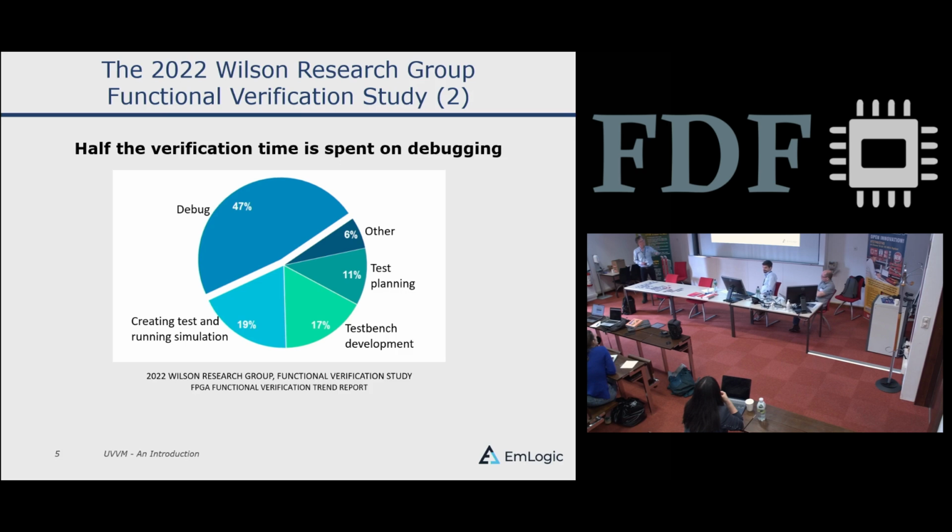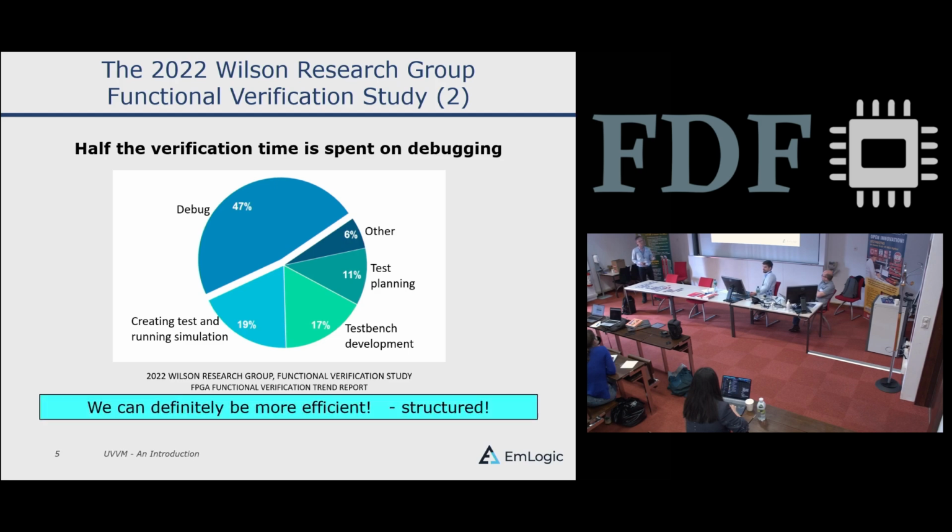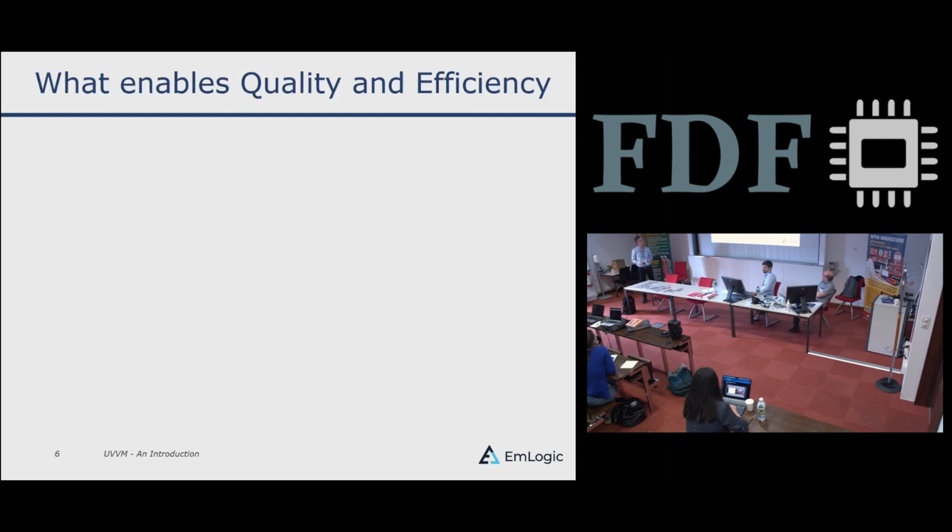Another graph here, which is also important from Wilson research, is when you look at verification, you actually spend half the verification time on debugging, and that's not good at all. That means you have a lot of issues in your test bench, in your design, and you also spend a lot of time debugging those issues. And I think we can definitely be more efficient, more structured here. So I'm talking about quality and efficiency here.